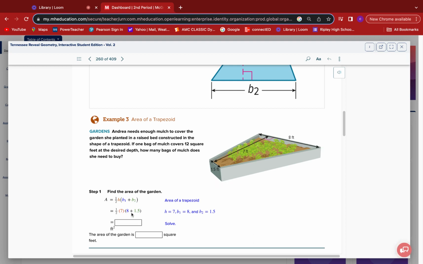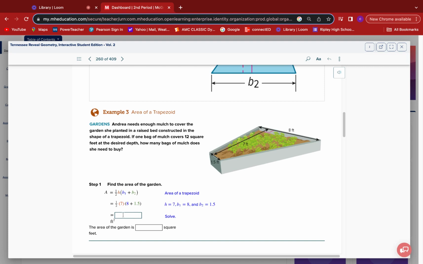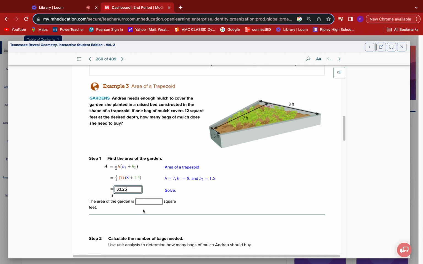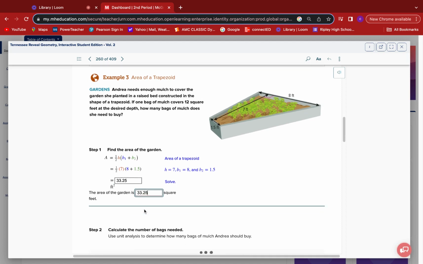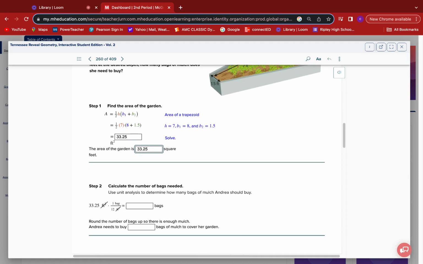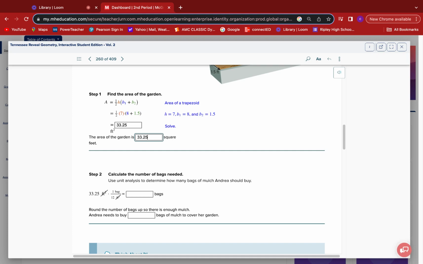All right, so they add in 8 plus the 1.5. So I'm going to grab a calculator. I'm going to do 1/2 times 7 times 8 plus 1.5 to get what my area is. And it looks like it's going to be 33.25. All right, so this is my area, 33.25. So the area of the garden is 33.25 square feet.